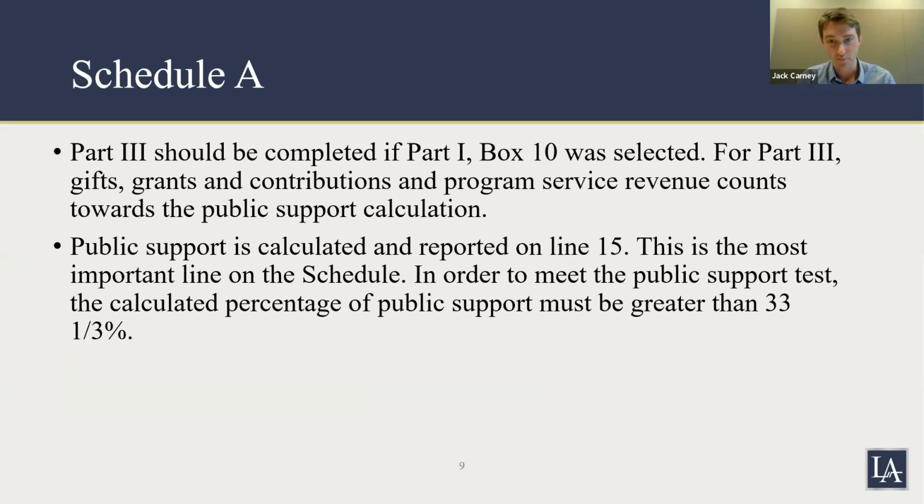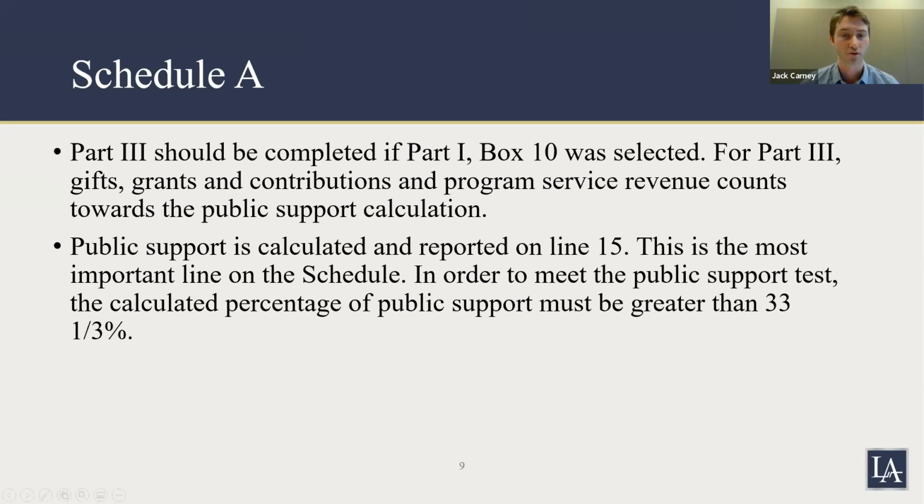In order to meet the public support test, the percentage of public support must be greater than 33 1/3%. Basically, we want to show the IRS that the exempt organization is receiving more than 33 and a third percent of its revenue from public support, not getting it from unrelated business income or interest and other investments. It's a huge thing that we want to keep an eye on.